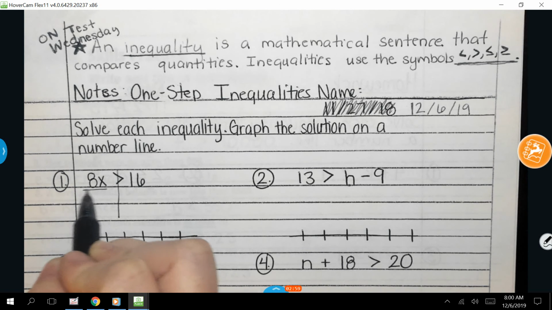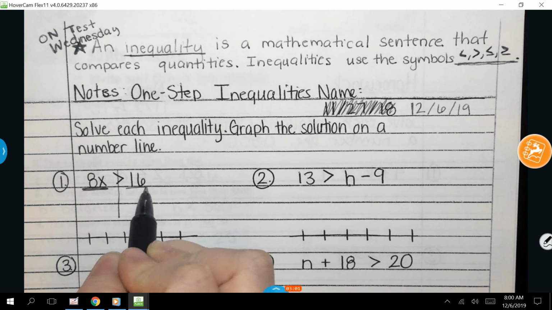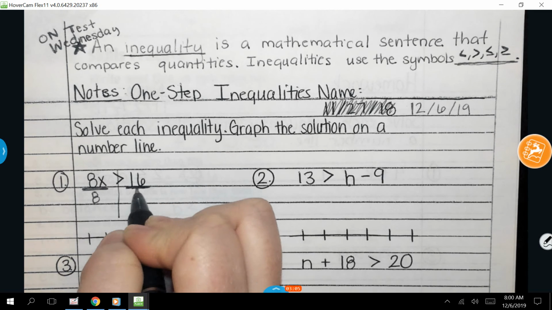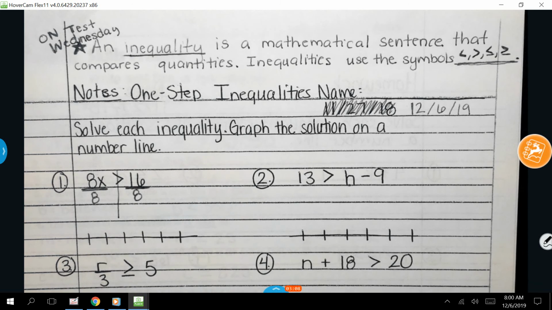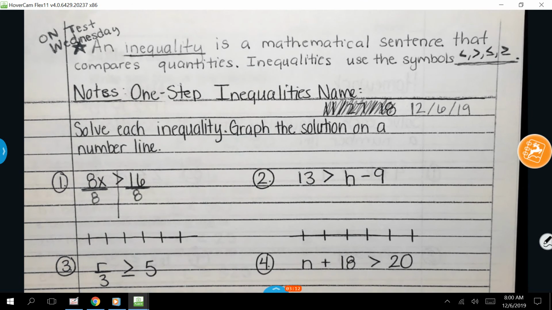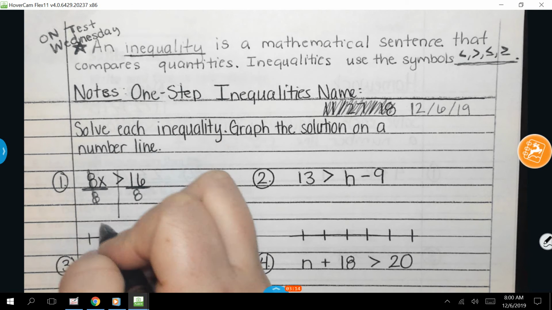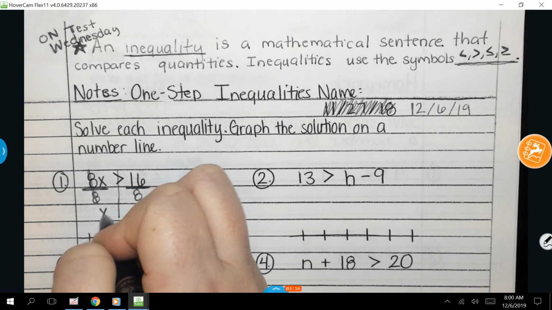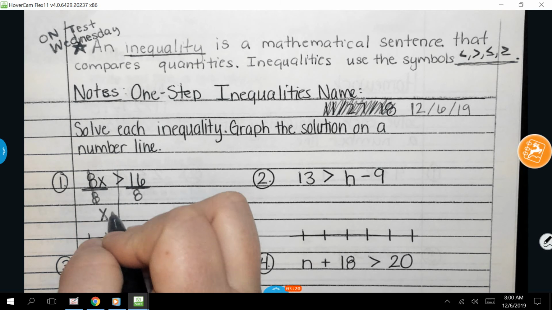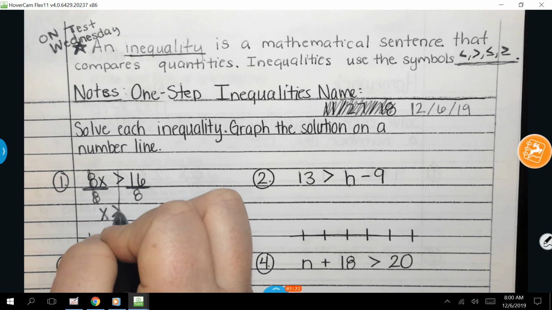Yeah, so we're going to draw that fraction bar, and then we're going to put 8, because 8's with x, and 8 will go on both sides. So I'm dividing both sides by 8. What happens to my 8 on top and 8 on the bottom? It goes away, and I'm left with x. Just like we kept the equal sign, here we're going to keep our symbol. We don't change it at all. So we're going to keep our greater than symbol.